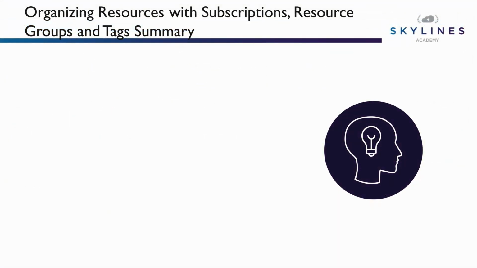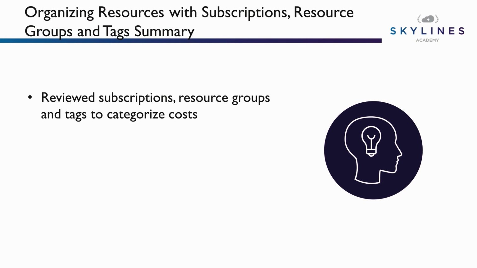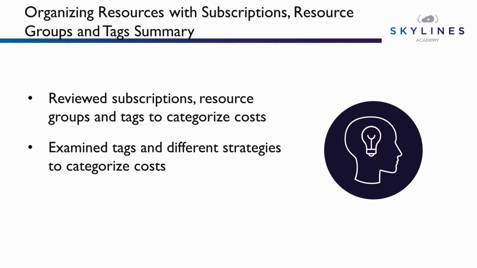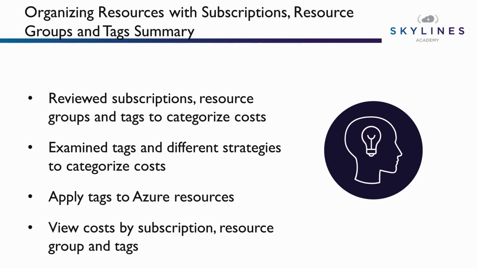That brings us to the end of this module. In this module, we reviewed the roles of subscriptions, resource groups, and tags in categorizing costs. We took a deeper look into tags and different strategies for using tags to categorize costs. Then we went into the portal to view how to apply tags to resources, and then view costs by subscription, resource groups, and tags. Thank you for joining me in this module. I look forward to seeing you in the next.